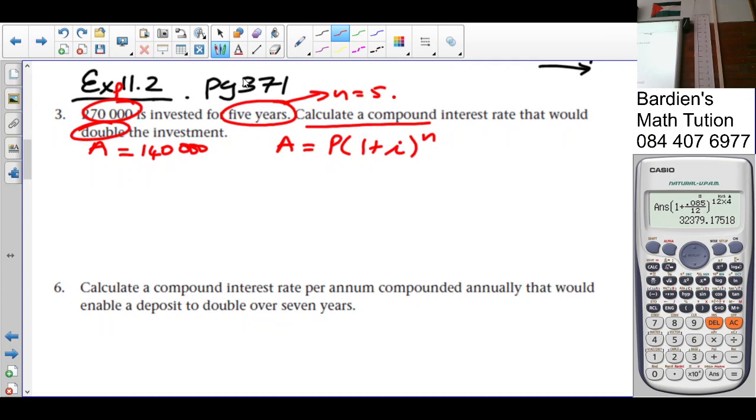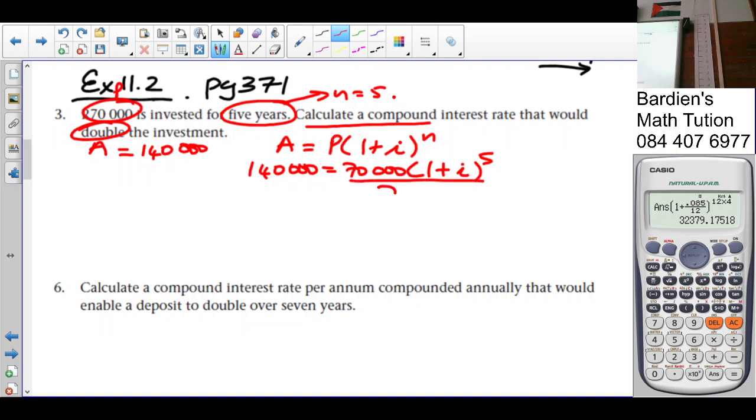What are we trying to calculate? I. Not so. So what's your A value? 140,000 equals P, 70,000 into 1 plus I to the exponent. If we had seen it tripled in value, treble, that would have been 210,000 for your A. Not so. Quadruple was 4 times, and so on. You guys understand? Okay. So what do I do first?